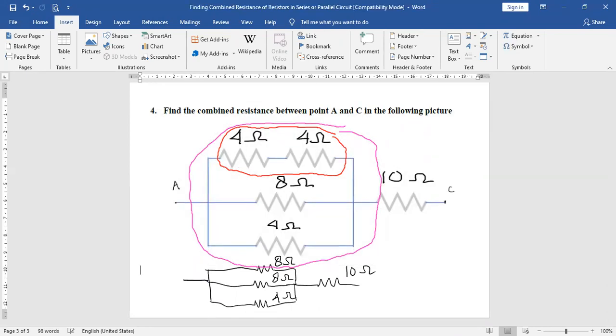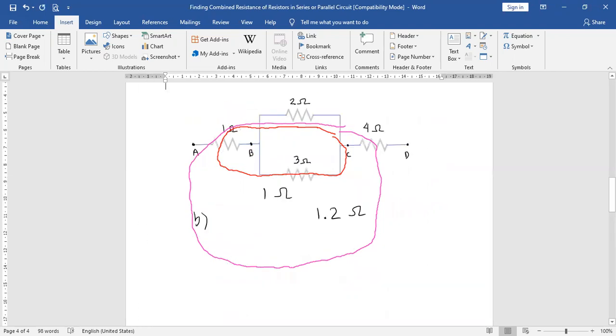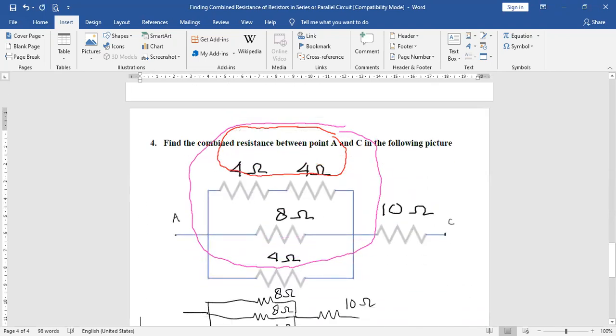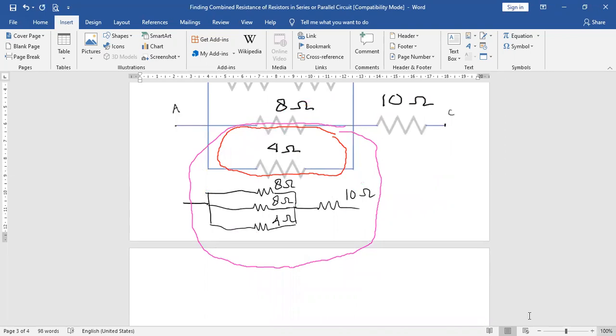Are they simplified like that? Okay. I think it's clear enough. Then to finish it, just do like the previous one.